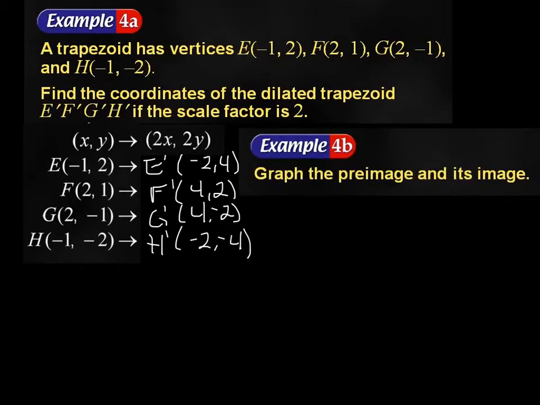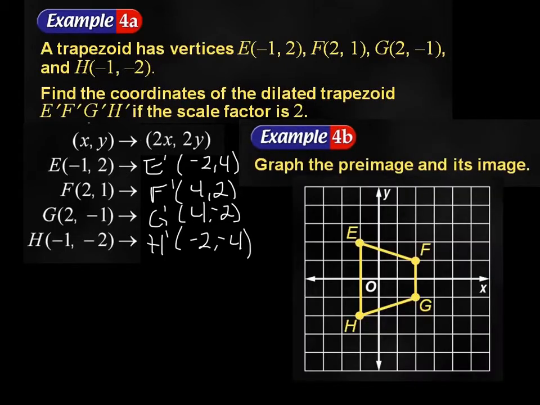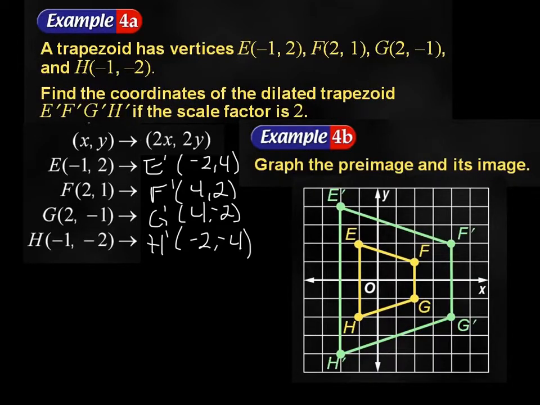And of course, we should graph the pre-image and its image. E is at (-1, 2). F is at (2, 1). G is at (2, -1). And H is at (-1, -2). E prime is at (-2, 4). F prime is at (4, 2). G prime is at (4, -2). H prime is at (-2, -4).